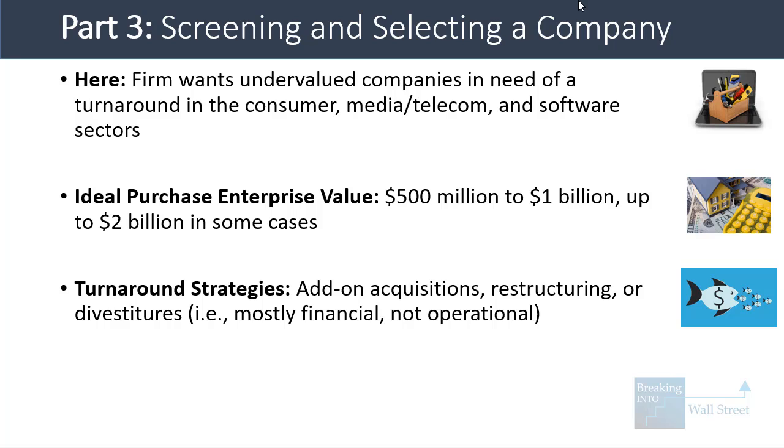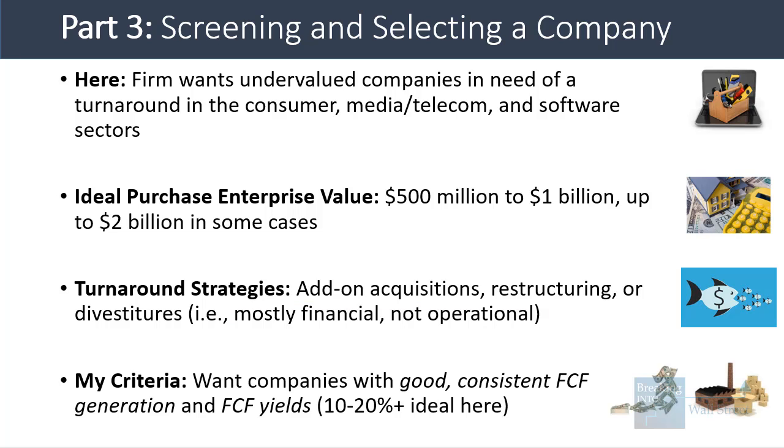And then for the strategies, they want to be able to use add-on acquisitions, restructuring, or divestitures to turn the company around. This is important because what it's really telling you is that they're looking for financial opportunities to execute turnaround strategies. They don't want strictly operational turnaround strategies like expanding into a new market or developing a new marketing strategy or something like that. They want to buy new companies. They want to divest divisions that aren't pulling their weight or possibly restructure the company in other ways to make this happen. I would also add a few criteria here.